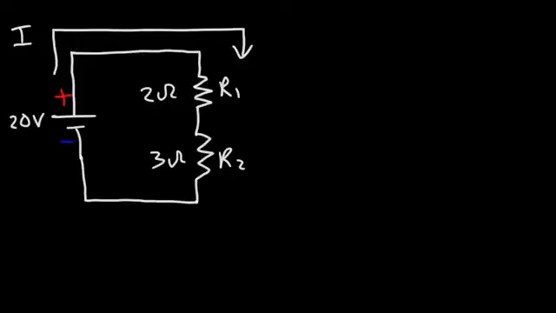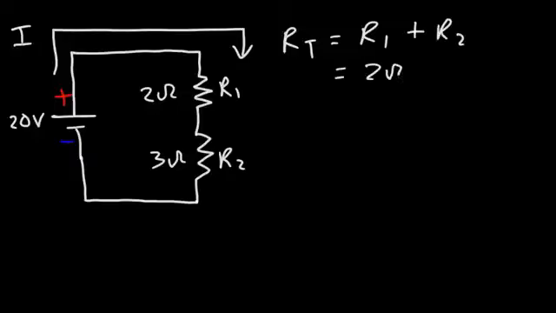Now, before we can calculate the current in a circuit, we need to determine the total resistance. For resistors in series, the total resistance is the sum of all the resistors. So in this example, it's simply 2 plus 3, which is 5 ohms. So that's the total resistance of this circuit.